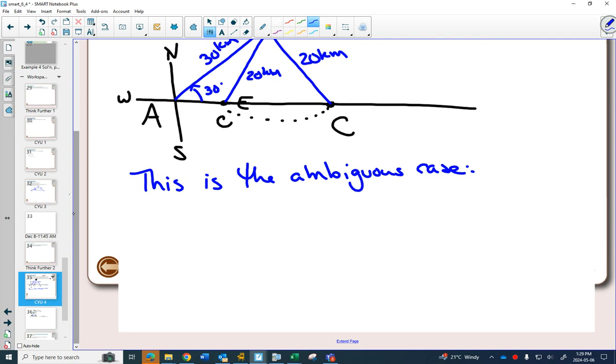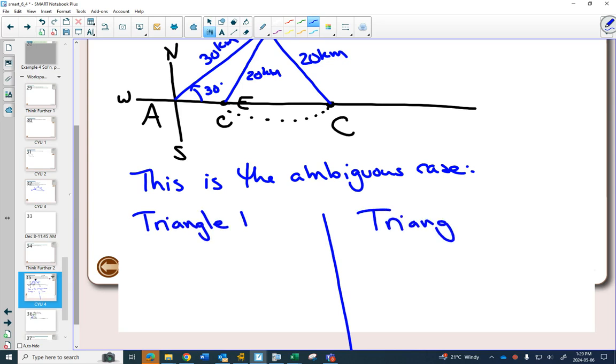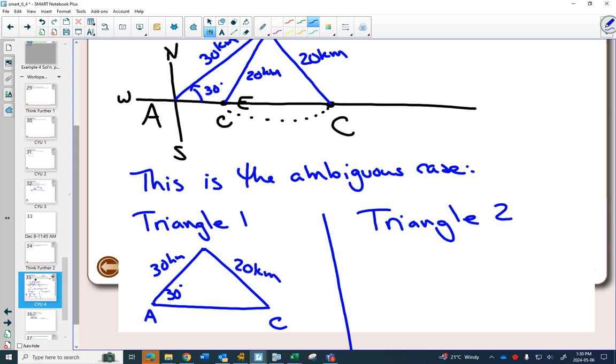With the ambiguous case, my recommendation is to split your page in half and draw both triangles separately and solve them both separately. So one triangle is A here, C here, smoke up there. We know this is 30 degrees. We know this is 30 kilometers. We know this is 20 kilometers. I guess I'll call that B.